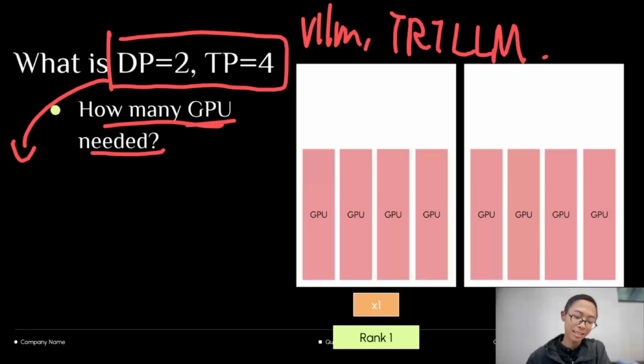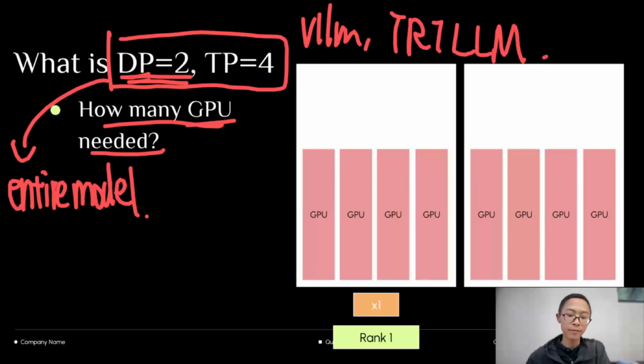First, for data parallelism, each data parallel replica means an entire model. So if we have DP equals 2, how many models do we need?